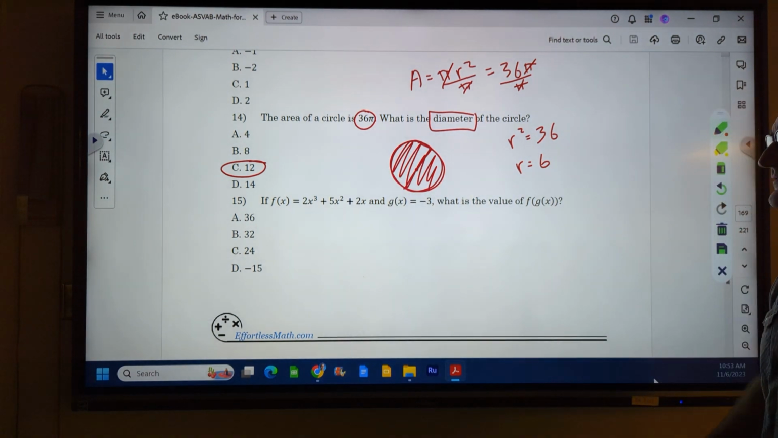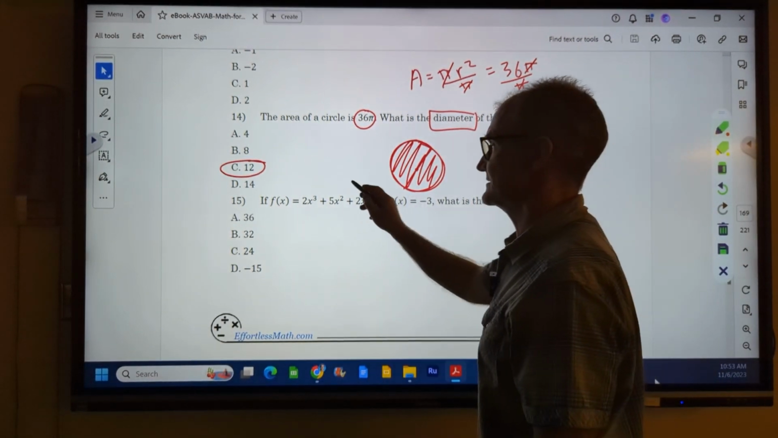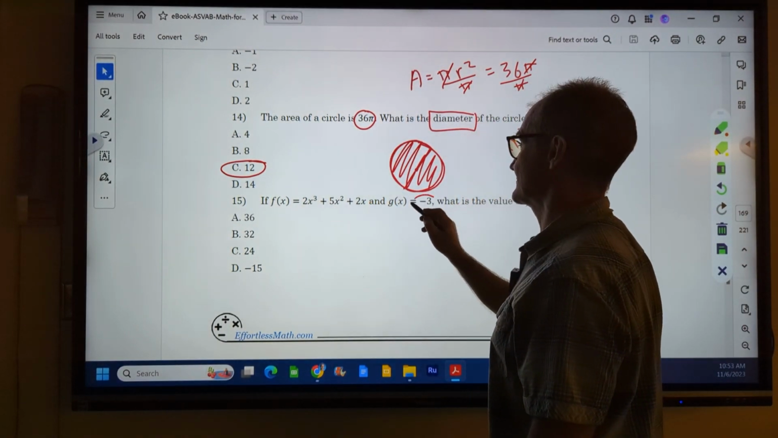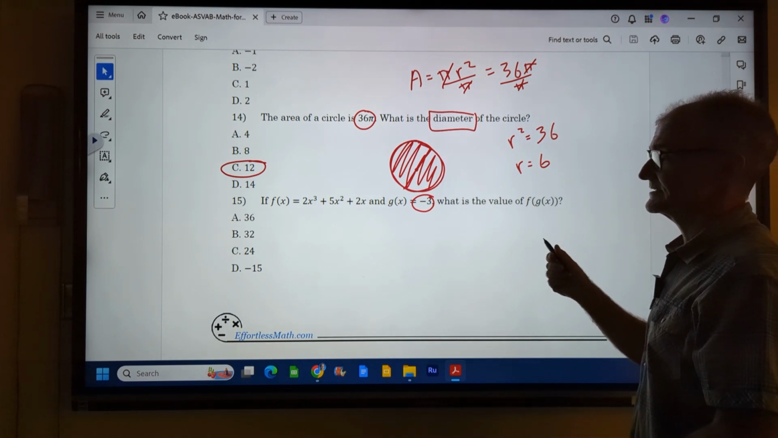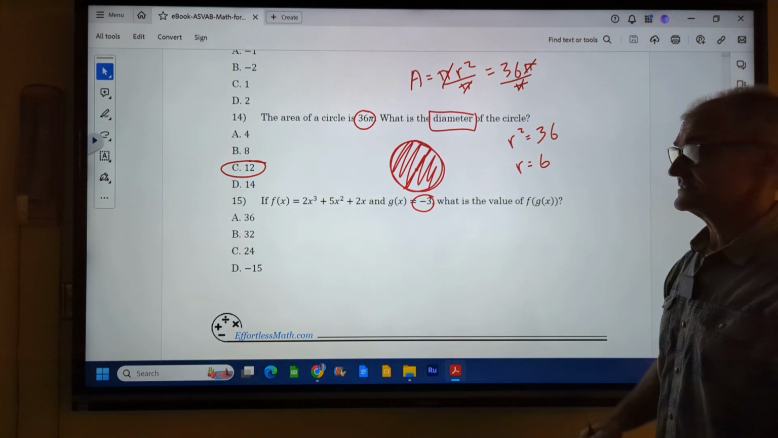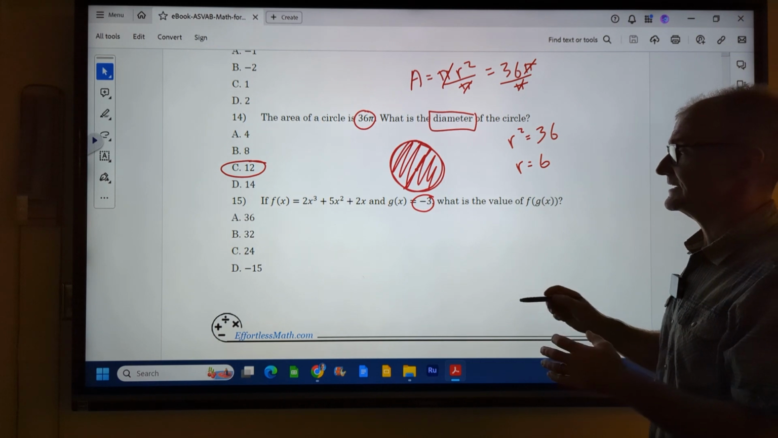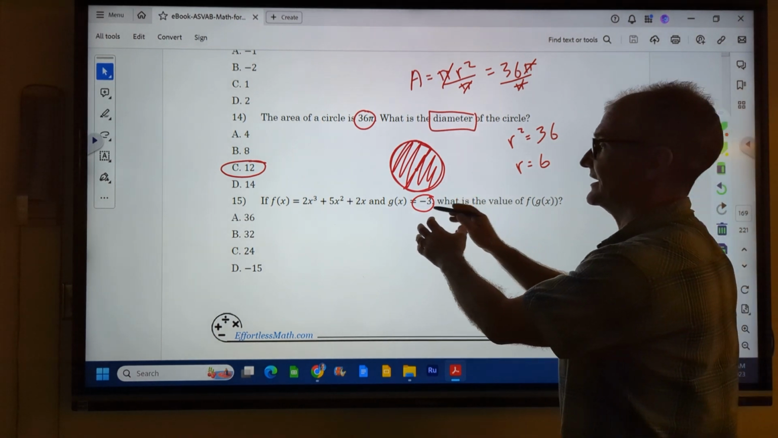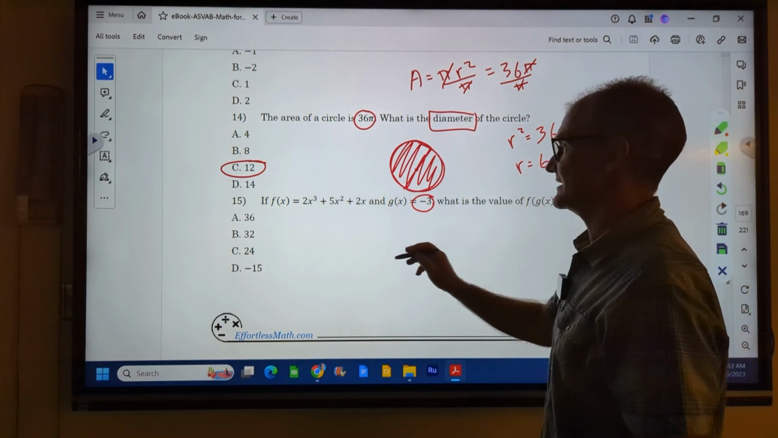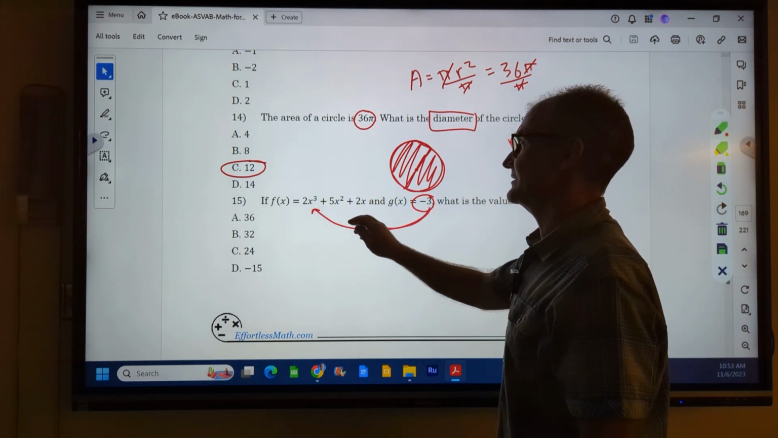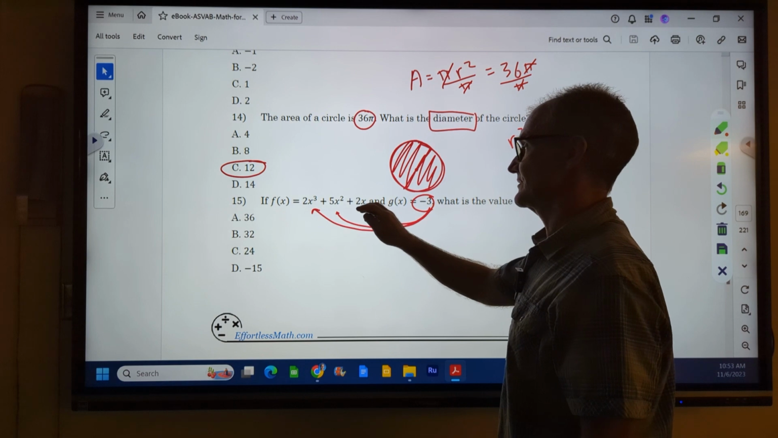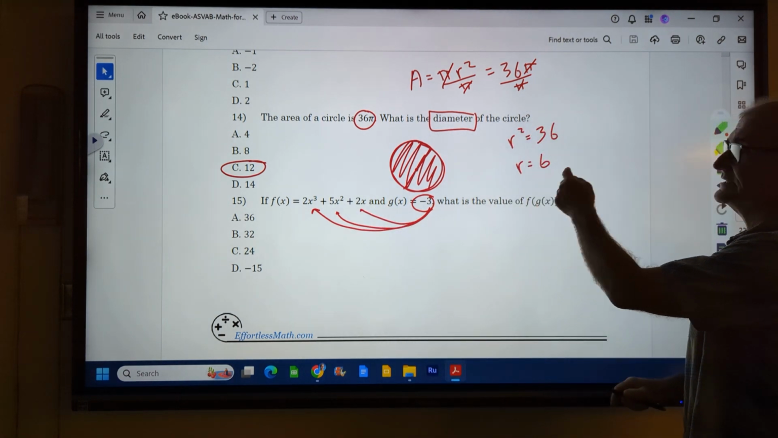Number 15. If f of x equals this and g of x equals this, what is the value of f of g of x? It's kind of a hard problem, this function notation. What that's saying is you have to take this g of x value and plug it in for x. So you have to take that -3 and plug it in wherever there's an x. So that's what this means, f of g of x.